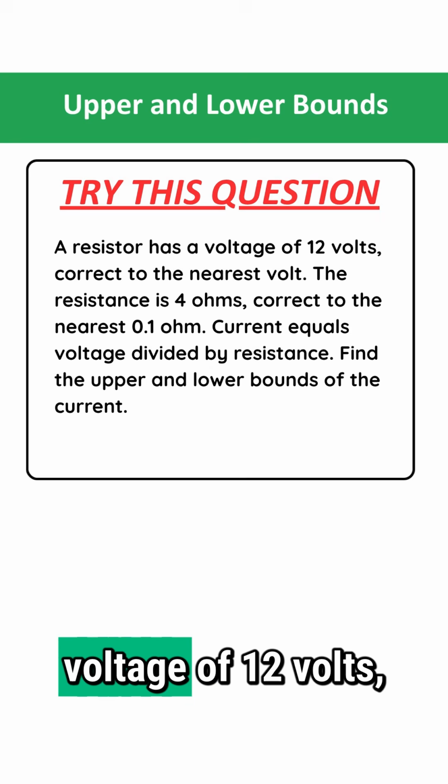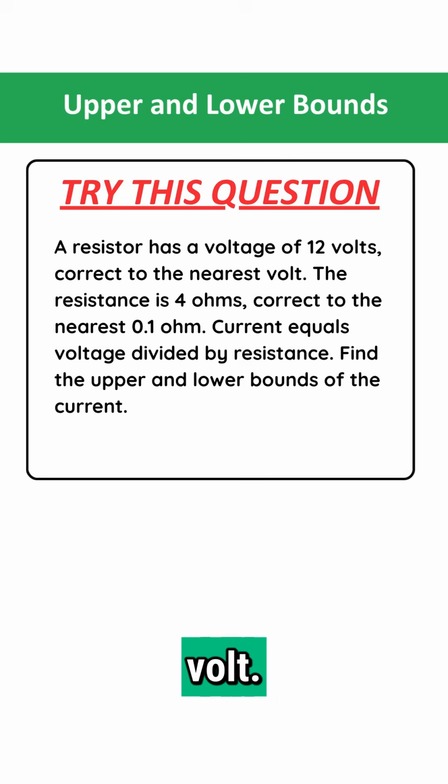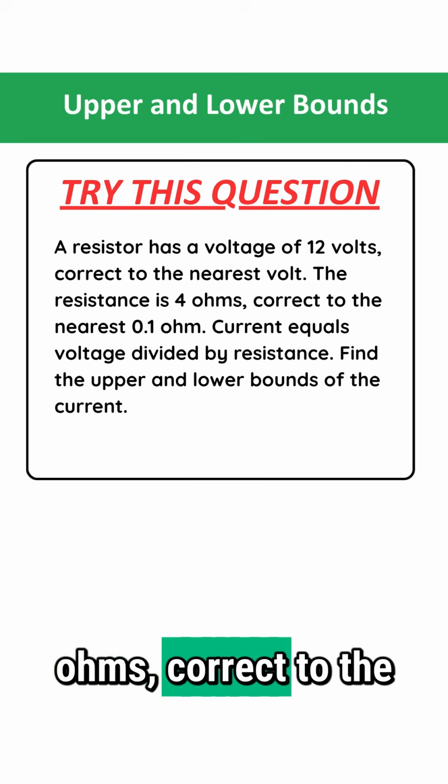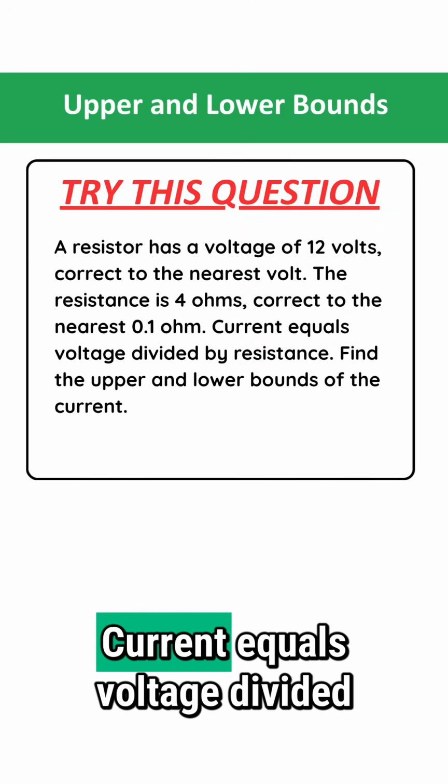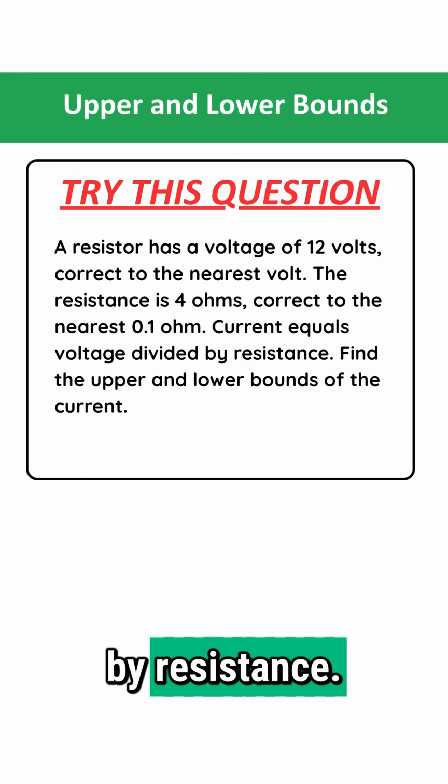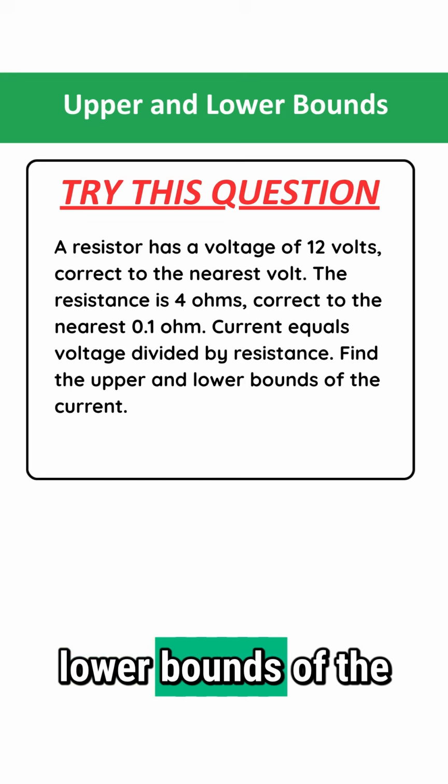A resistor has a voltage of 12 volts, correct to the nearest volt. The resistance is 4 ohms, correct to the nearest 0.1 ohm. Current equals voltage divided by resistance. Find the upper and lower bounds of the current.